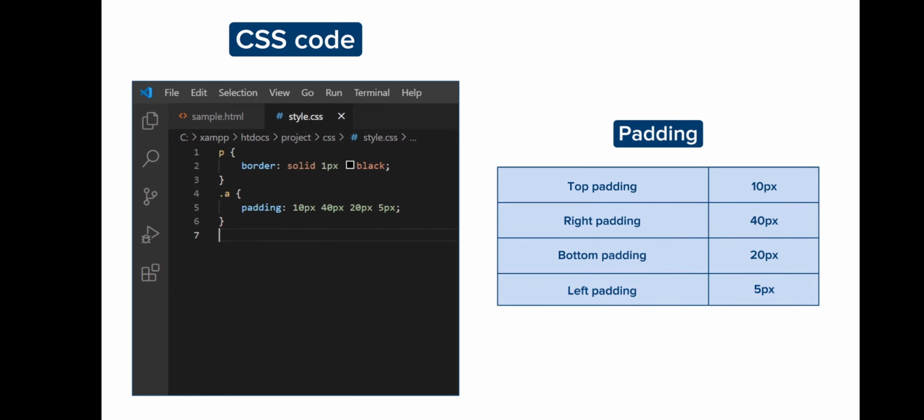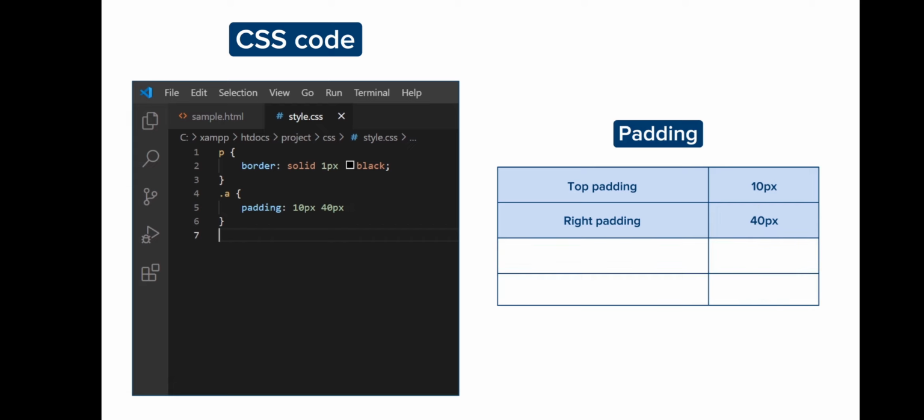What if instead of 4 values we define only 3 values? In such cases, the 3 values will correspond to the top, right, bottom side of the element respectively. Since there is no 4th value, the padding for the left side will be kept the same as that of its opposite side, that is the right side.